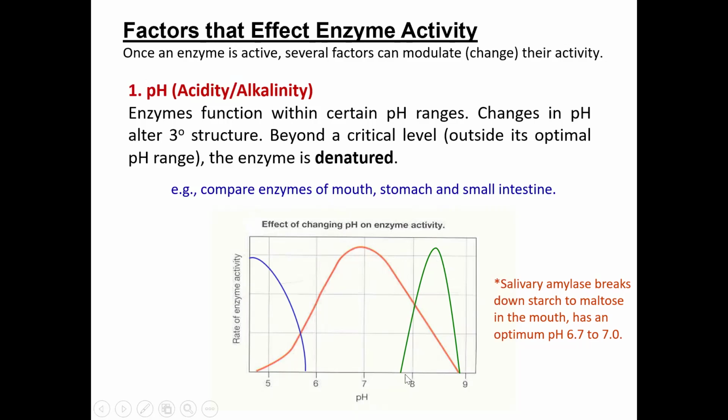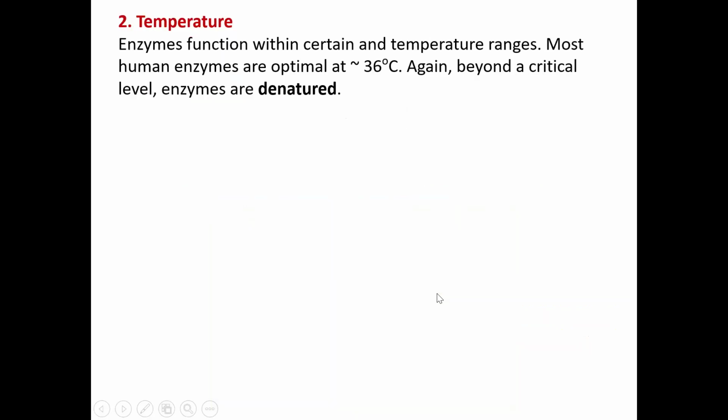And this is another enzyme here in green that has the highest peak at what pH? Somewhere around halfway, 8.5, right? That's the optimum pH for this particular enzyme.